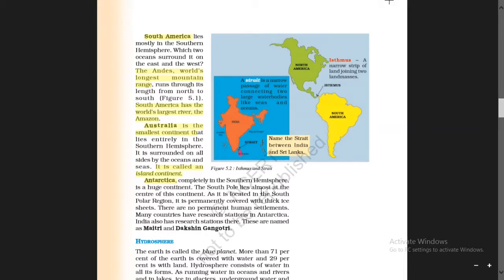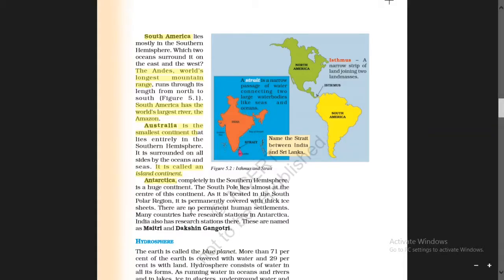As it is located in the South Polar region, it is permanently covered with thick ice sheets. Boys, as this continent is located in the South Polar region, that's why it is permanently covered with thick ice sheets. Ice sheets means a layer of ice covering an extensive tract of land for a long period of time. Rays of the sun cannot fall there.